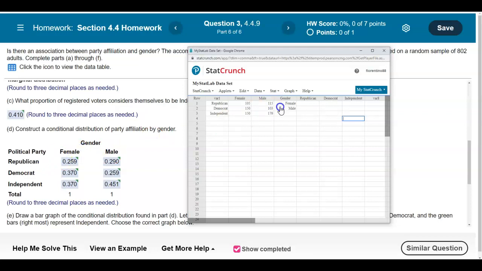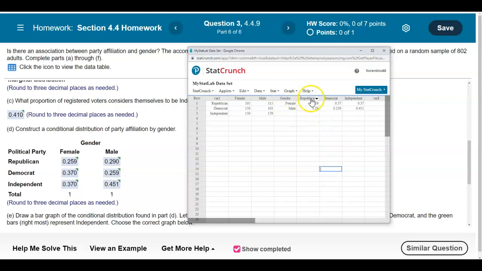Now, for the Republican for females, we have 0.259. So we're going to go ahead and put 0.259. Okay, for Democrat for females, it's 0.370. And for independent, it's 0.370. For male, it is 0.290. For Democrat, 0.259. And then for independent is 0.451.